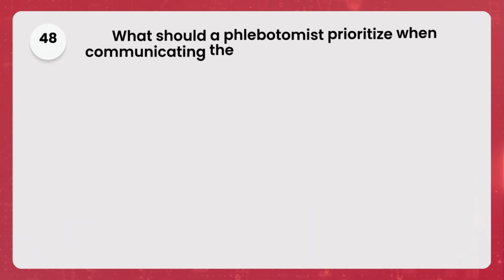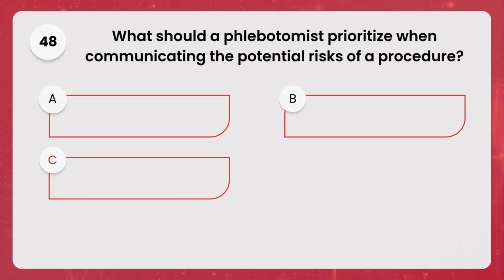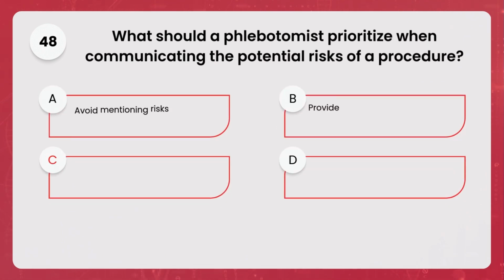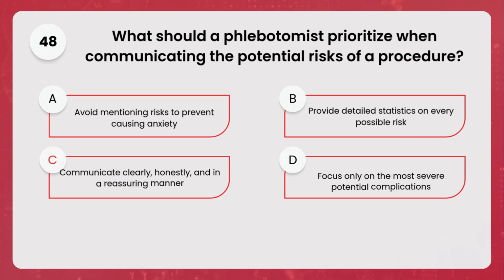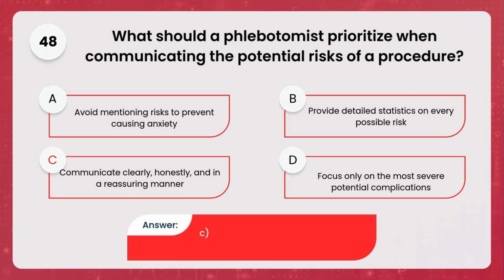Number 48. What should a phlebotomist prioritize when communicating the potential risks of a procedure to a patient? A. Avoid mentioning risks to prevent causing anxiety. B. Provide detailed statistics on every possible risk. C. Communicate clearly, honestly, and in a reassuring manner. D. Focus only on the most severe potential complications. The answer is C. Communicate clearly, honestly, and in a reassuring manner.